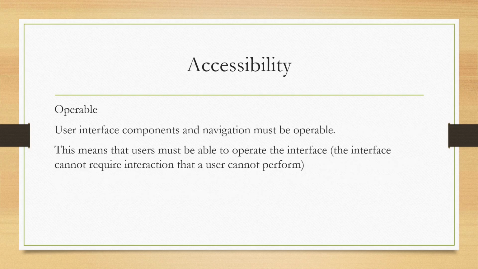It has to be operable. This means users need to be able to operate the interface. So it can't require an action that the user cannot perform. Now, if something's operable, that means that it can be used or accessed using different means. So for example, if you have a website, you can't require the user to use a mouse for everything, because some users may not be able to use a mouse because of some type of physical requirement that they have, and they may need to use a keyboard. So you need to be able to make the website operable using different means or forms of technology.